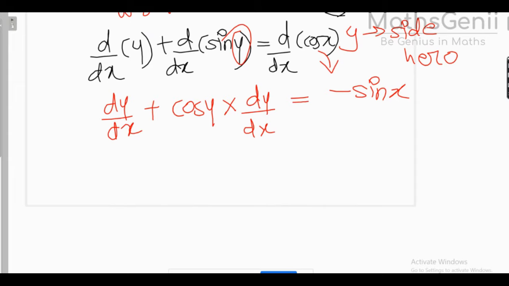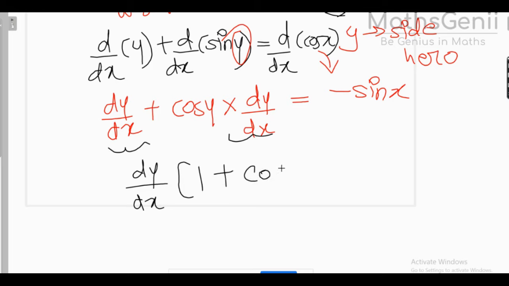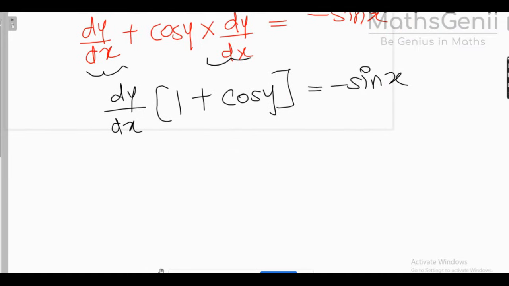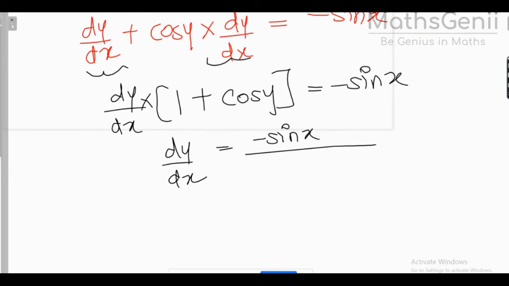Right? Now, can I take dy by dx as common from both the sides? Of course I can. So what remains here? Nothing. So 1 plus what remains here? Cos y is equal to minus sine x. Correct? Now, this is in multiplication. When it goes down, it becomes division. So this becomes your answer. Okay?